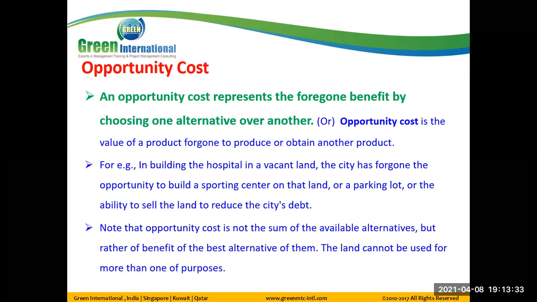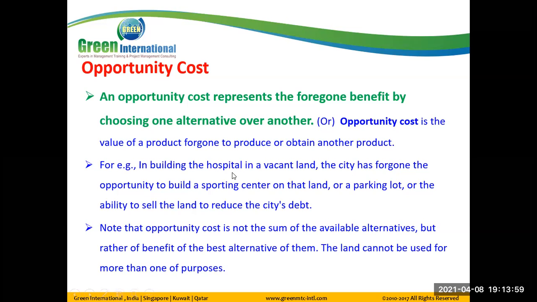Opportunity cost represents the foregone benefit by choosing one alternative over another, because I have two alternatives and I have to choose one. If I choose A, then there are some other benefits I missed out because of choosing A, the other opportunity coming from B. That you have to give a value or factor to really calculate the economic feasibility. That's what they're talking about here.